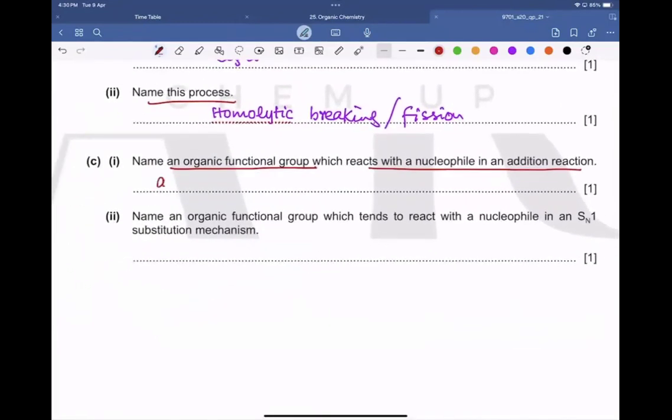So you can write aldehyde, or you can write ketone, or you can write carbonyl, anyone. Okay. Name an organic functional group which tends to react with a nucleophile in an SN1 substitution mechanism. Yes, which organic functional group will undergo SN1 substitution mechanism?